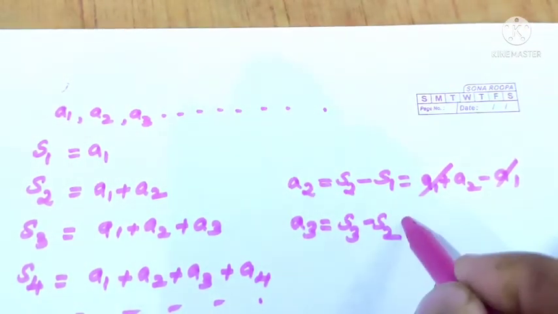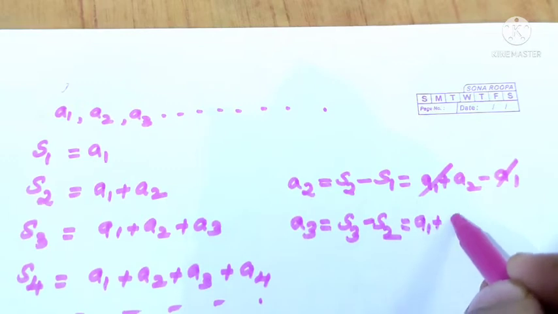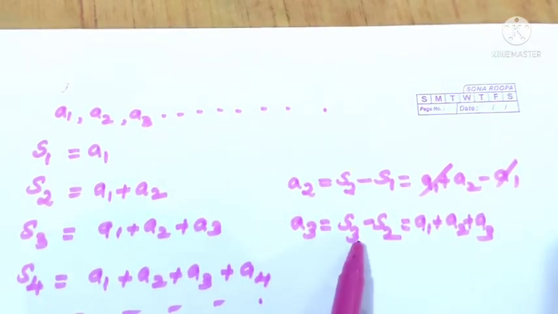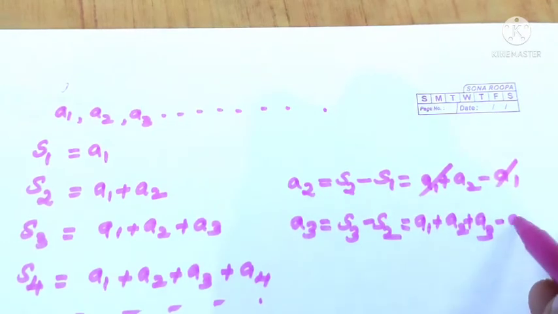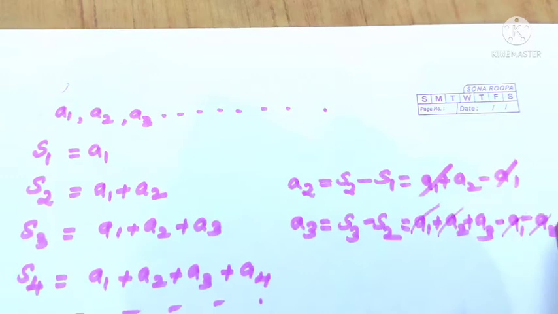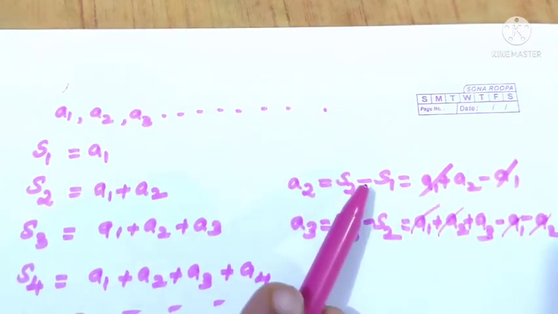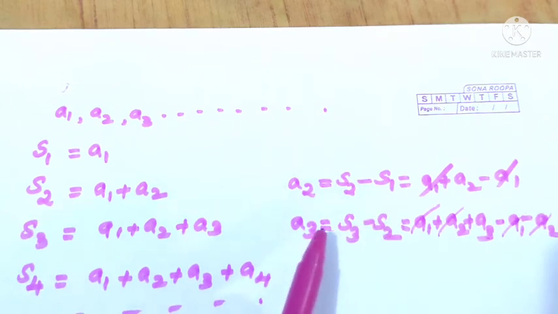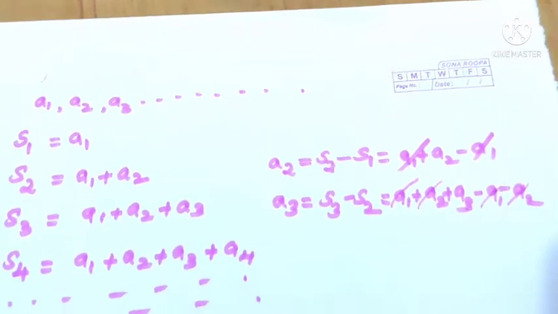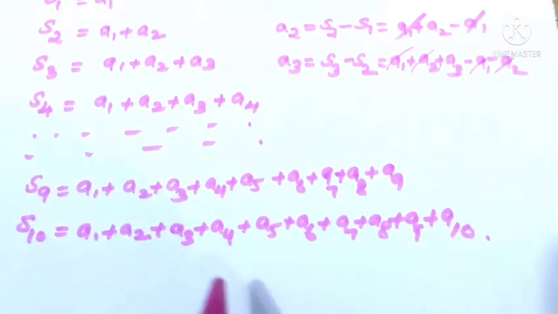Once again I will write a1 plus a2 plus a3, that is for S3 only, minus S2 means minus a1 minus a2. So the first two terms will get cancelled. So what is remaining? a3. So a2 means S2 minus S1, right? a3 means S3 minus S2. Next, a10 means, the last step we have written for a10 only is S10 only.